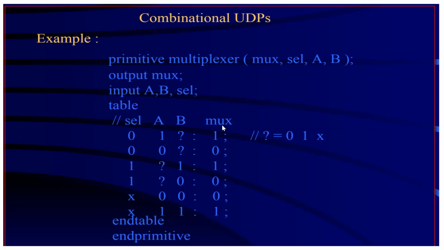So this colon separates the inputs and outputs. Each can be separated with the same. What is the order I said in the table? Inputs, colon, output, semicolon. Select is one. So A is question mark, B is one, answer is one. So select is one means B will be selected. What is the B value? One. So one.